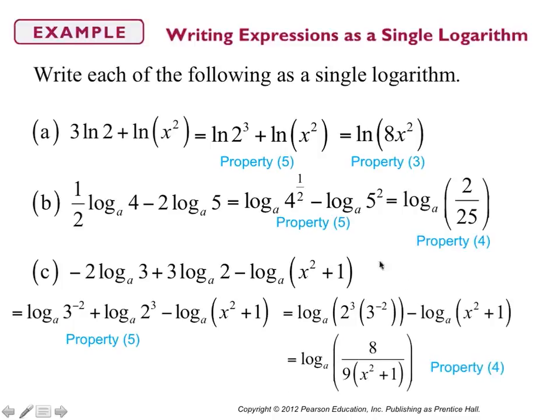We change this into division. We also evaluated 2 cubed and 3 to the negative 2nd power. 2 cubed is going to be 8. 3 to the negative 2nd power is going to be 1/9. So we went ahead and wrote it as 9 in the denominator. And then x squared plus 1 gets stuck in the denominator because it's subtracted.